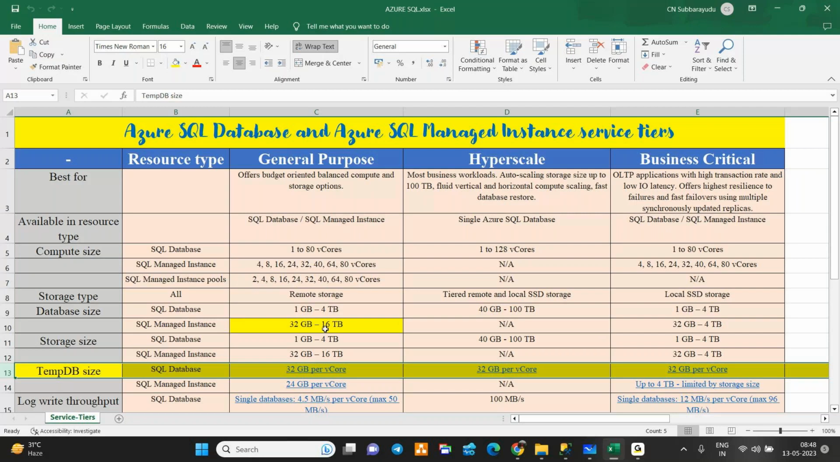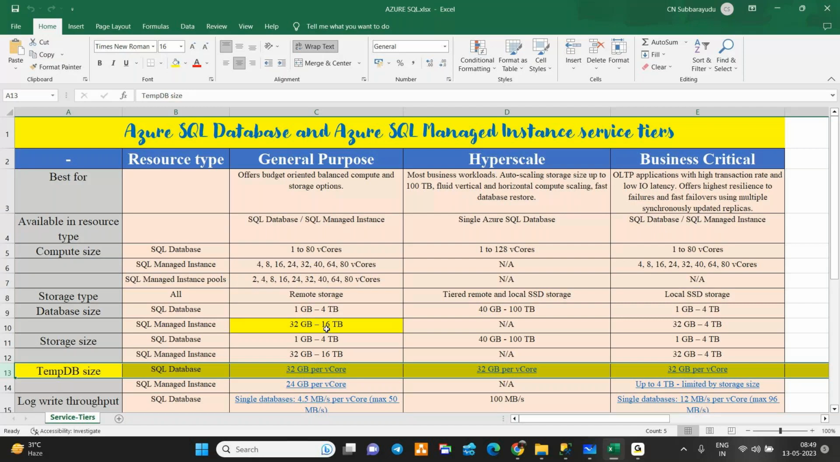16 terabytes. So straight away answer, sir. Whenever my database size is more than 4 terabytes, we have only two options. One is Azure SQL Database Hyperscale. One is Azure MI General Purpose. Blindly you should get the answer.